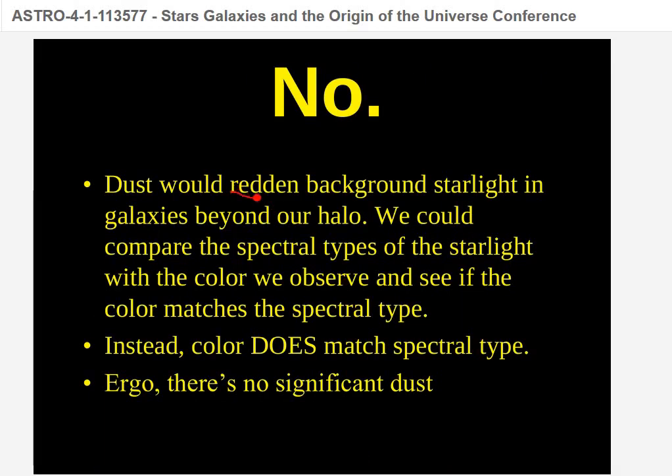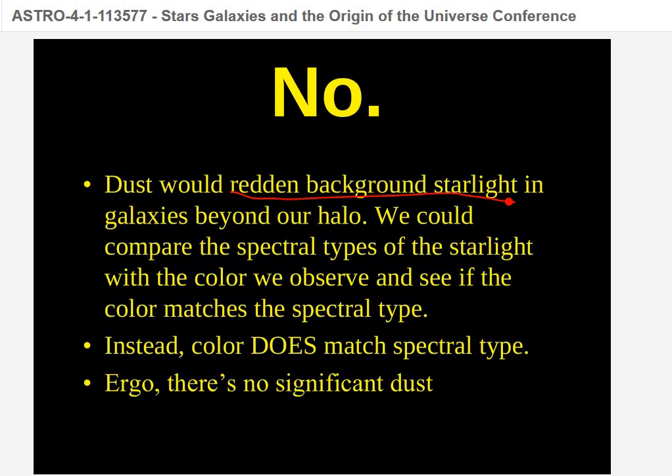Dust would redden background starlight. So what you do is you look at other galaxies like Andromeda, maybe take a big patch of blue stars, bluish looking stars. You look at the spectrum, you say, I know what kind of spectrum that is. That's the spectrum of an A0 star. I see the collected light of all these stars averaging out to pretty much an A0 type spectrum, or an A5 or whatever. Okay, spectral types, we talked about those.